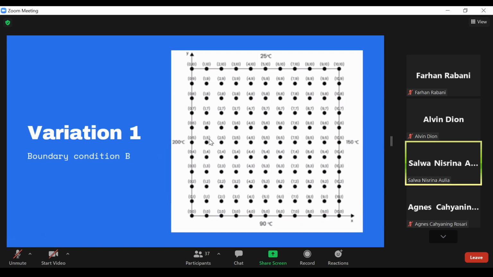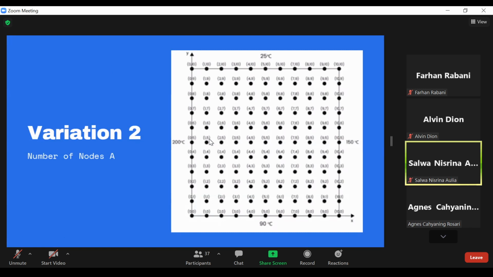The second boundary condition is we use 100 degrees Celsius, 25 degrees Celsius, 150 degrees Celsius, and the last is 90 degrees Celsius. The next variation will be explained by Agnes.